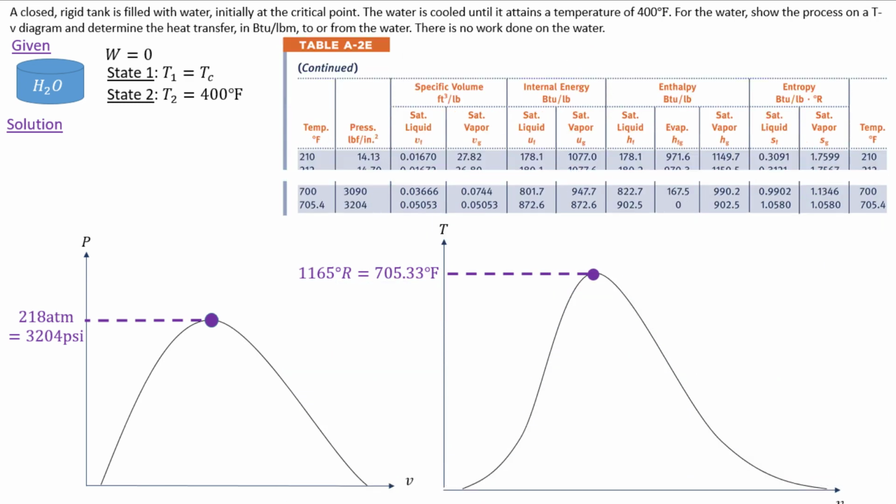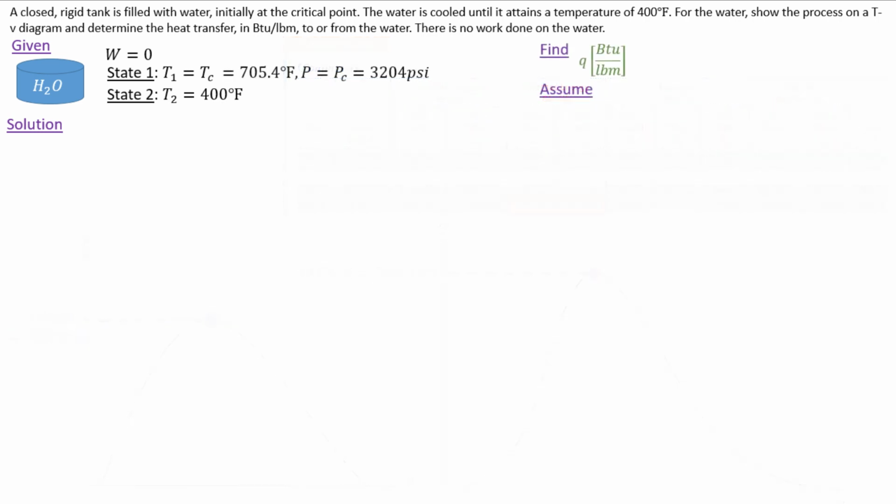All those properties can be found at the very bottom of your table A2, which is the saturated tables that are organized by temperature, or you can find them in table A3E. So we are at the critical temperature, 705.4, and of course the corresponding critical pressure is 3204 psi. And you'll notice that the V sub F and the V sub G values are equal to one another here. Same thing for our internal energy. So with that in mind, let's go ahead and figure out what our heat transfer is.